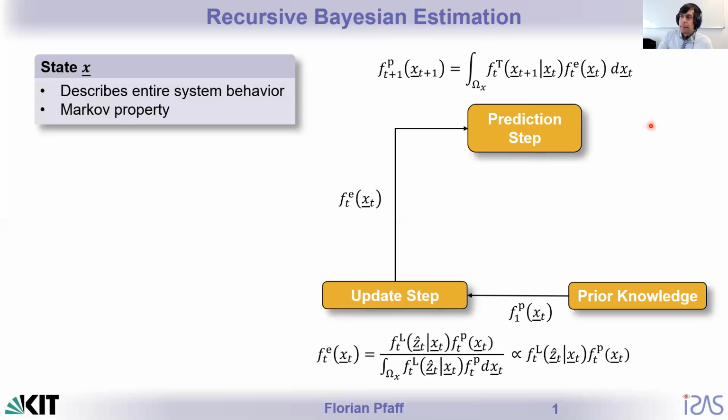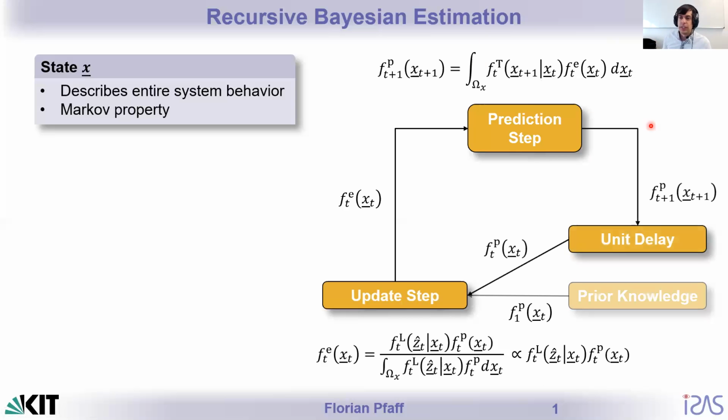Okay, and this is just some notation we engineers use. I'm not sure if you're familiar with that. We say that here is a unit delay, and that's just to close the loop, to say that now we can do it like that over and over again. And here we go from t plus 1 to t.